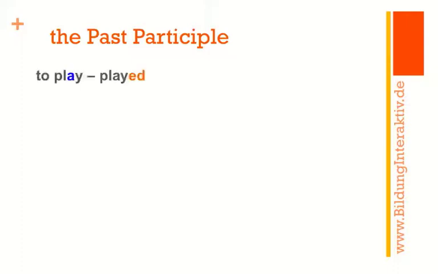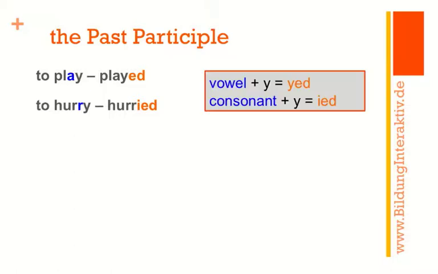Now, usually the past participle is easy to produce. You have words like to play, and then you put an ed to the end of the infinitive, and this is how you form the past participle. Now, but what about this one? You have to hurry, and hurried is the past participle, and all of a sudden there is ied. Now, this is your rule.